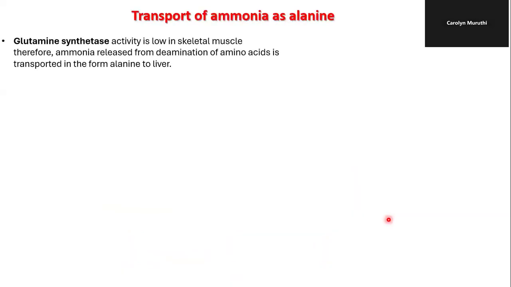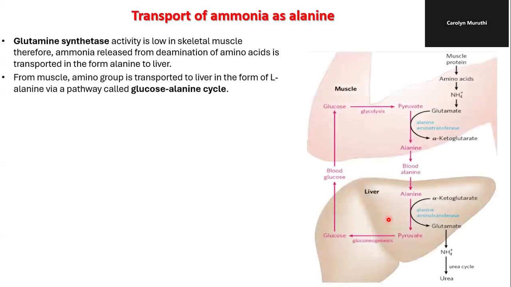Now, in muscles, we find that glutamine synthetase activity is low, and therefore ammonia released from the deamination of amino acids is transported in the form of alanine to the liver. And this is done through a pathway known as the glucose-alanine cycle. So we see that glutamate is formed in muscle cells by transamination. So we have glutamate formed from the breakdown of amino acids or muscle protein.